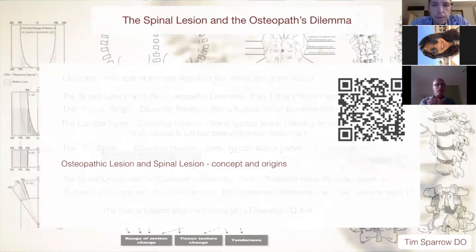So we're going to look at the lesion concepts and origins. This is looking at a little bit of history, where the idea of the lesion comes from.